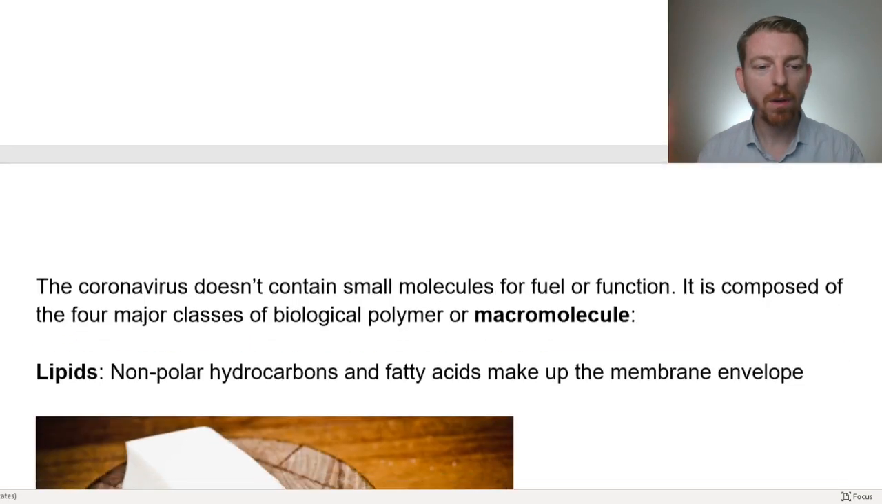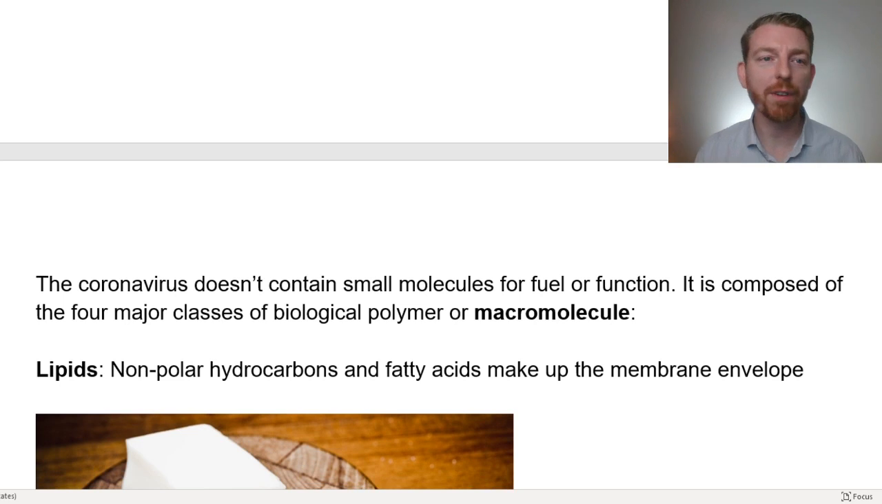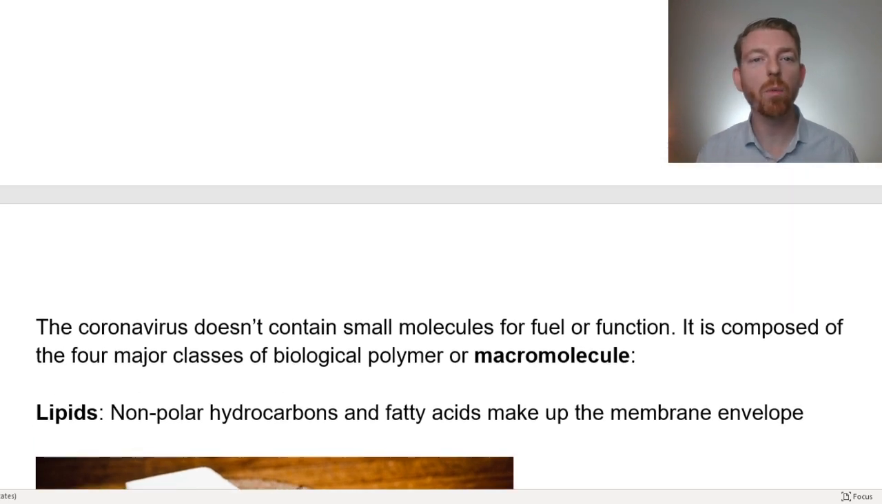Okay, so it doesn't need any molecules to function because it's not really functioning in the way that a yeast or a plant or person has to do all of the functions of life. The virus is going to infect a cell, take over the cell's machinery to do its job for it. But it does contain the 4 major types of macromolecules that we would normally talk about on this course anyways.